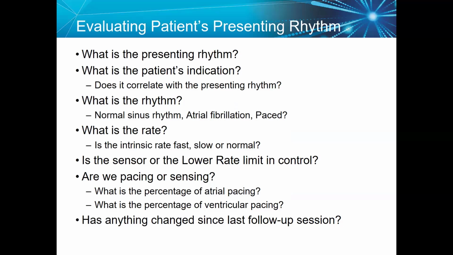What is the underlying rhythm? Okay. Does he have normal sinus rhythm? Does he have atrial pacing? Does he have AFib? Does he have atrial pacing, ventricular pacing? What is the rate? Is the intrinsic rate fast or slow or normal? Is the sensor or the lower rate limit in control? Are we pacing or sensing? What is the percent of atrial pacing and ventricular pacing? Has anything changed since the last follow-up session?